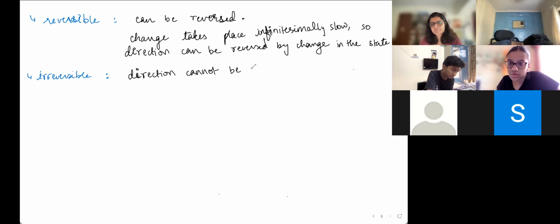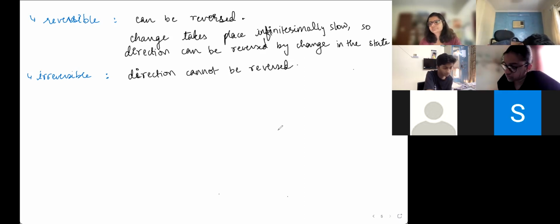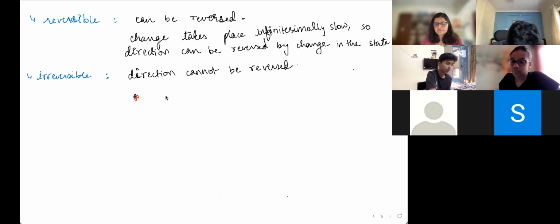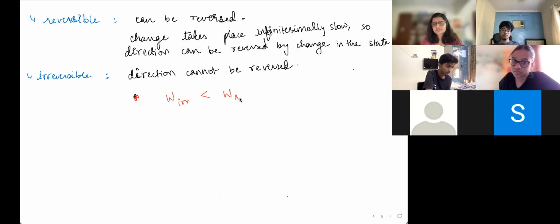This is under process only, right? Yeah, these are the types of processes. Usually it has been observed that the work done in an irreversible process is less than the work done in a reversible process. This has been observed generally across the board.